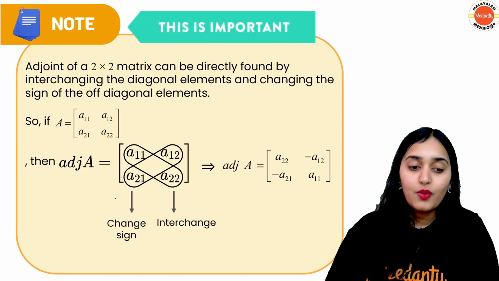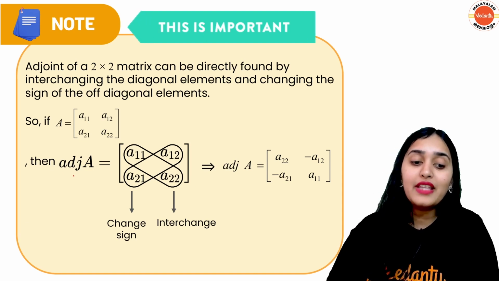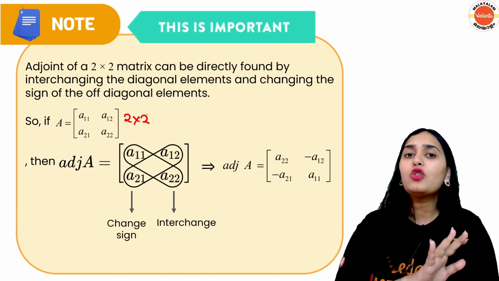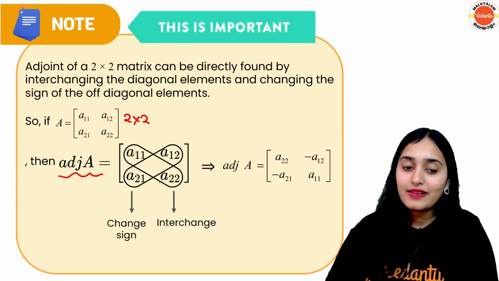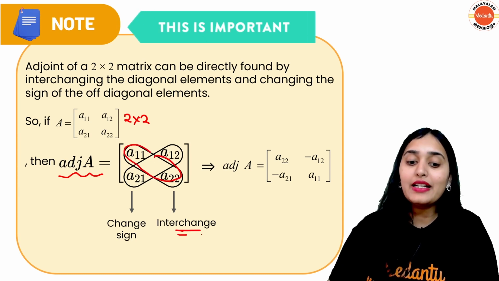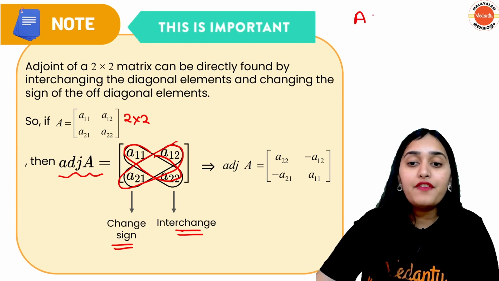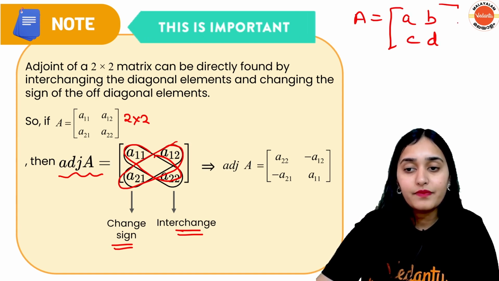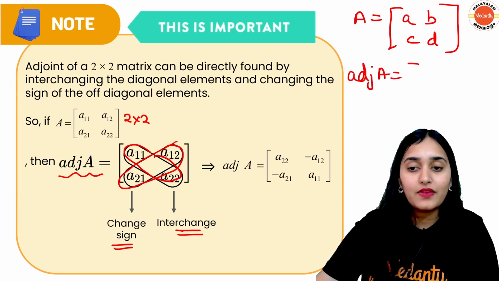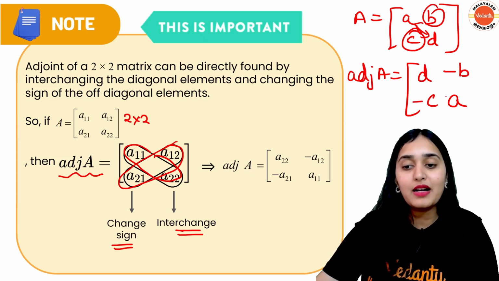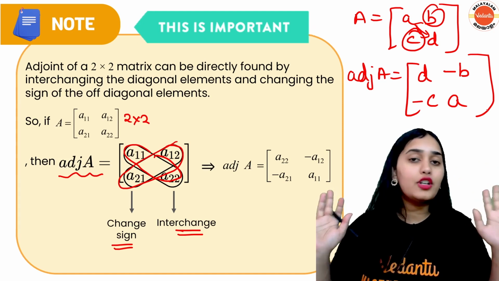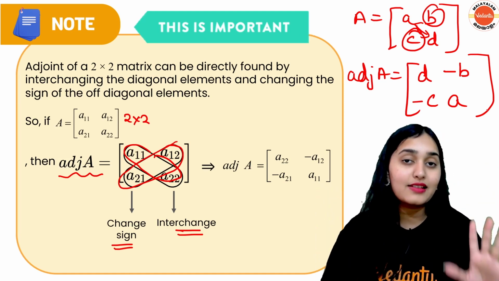Okay. So, what did we just now observe? We just now observed that if it is a 2 cross 2 matrix, we do not need to calculate cofactors. If you are calculating adjoint of A, it is simply, in the first diagonal, you interchange the elements. In the second diagonal, you change the sign of the elements. For example, if your matrix is A, B, C, D, adjoint of this matrix will be: change these two, means D here, A here. Change sign of these two, means B will become minus B, C will become minus C. That's it. You don't need to calculate, you don't need to transpose, don't need to find cofactor. Directly you can write it like this for a 2 cross 2 matrix.